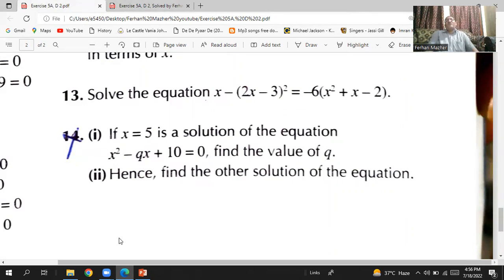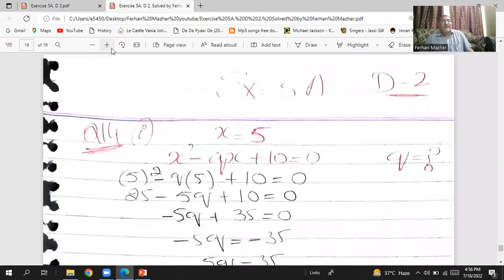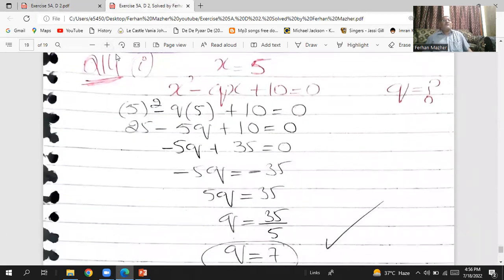If x equals 5 is a solution of the equation x squared minus qx plus 10 equals 0, find the value of q. Solution means that this is the value of x. So in this equation, put x equals 5 and you will be able to find out the value of q. So x squared minus qx plus 10 equals 0. In the place of x, put 5, substitute 5.